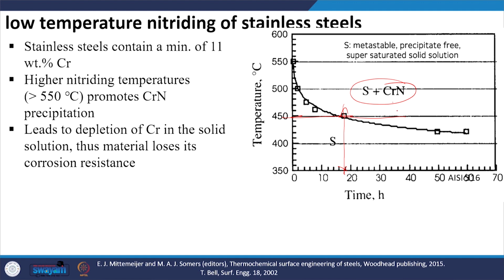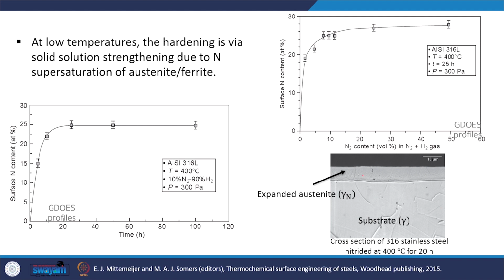Okay, so these are all called low temperature nitriding of stainless steel. Suppose if I reduce the temperature, if I go to 400 degrees Celsius, you see that there is no problem, you can nitride for a very long time and still you will not get any chromium nitride. So that is why usually stainless steels are subjected to nitriding at around 400 to 450 degrees Celsius. What is shown here is the cross section of a nitrided stainless steel.